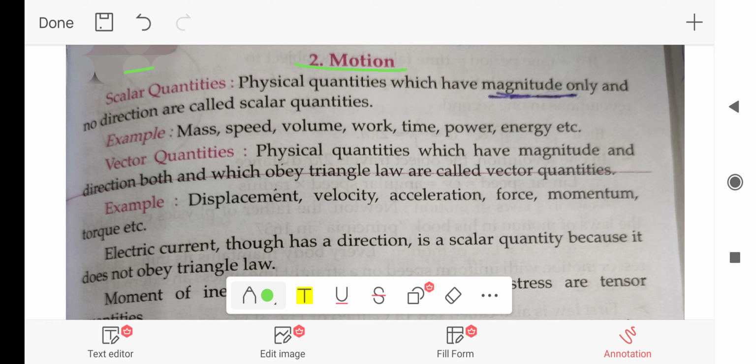Let's start. Scalar quantities. Physical quantities which have magnitude only and no direction are called scalar quantities. Examples: mass, speed, volume, work, time, power, energy, etc.